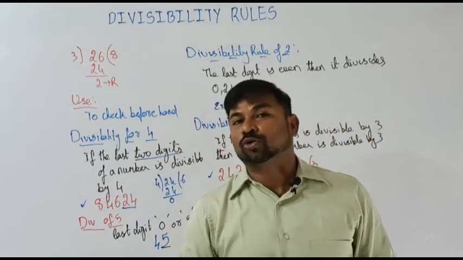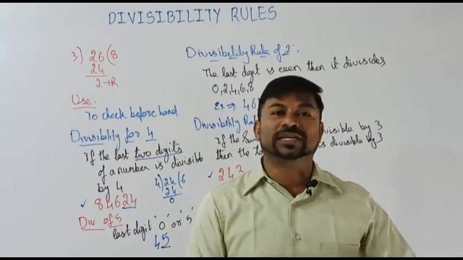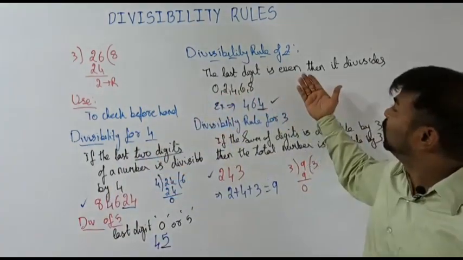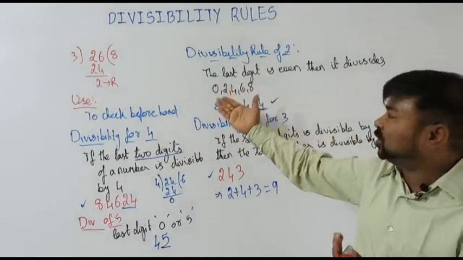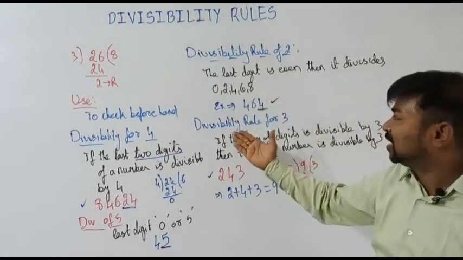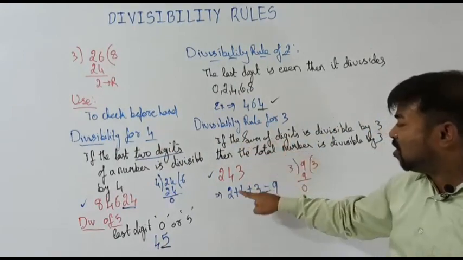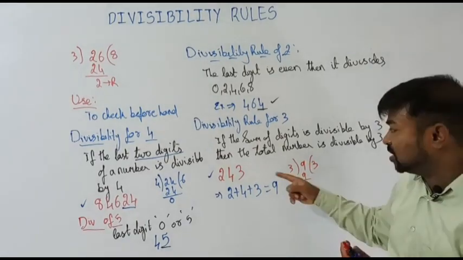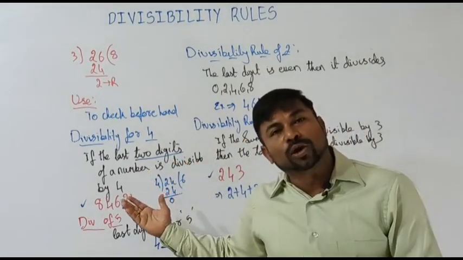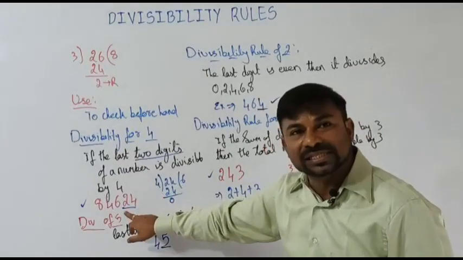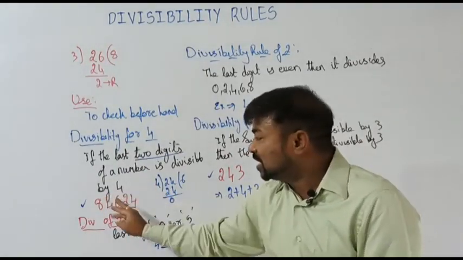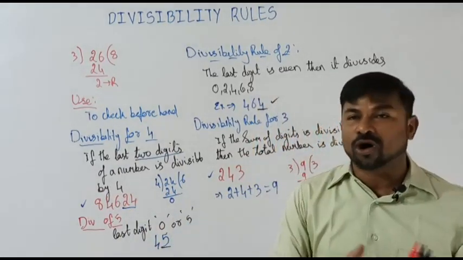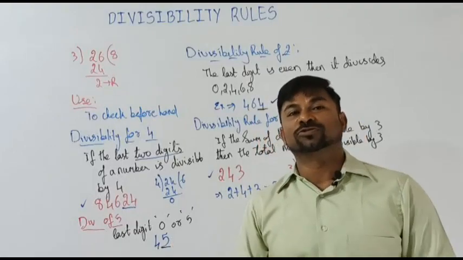Guys, these are the rules we are supposed to follow to check divisibility from 2 to 5. For 2, the last digit should be 0, 2, 4, 6 or 8. Divisibility rule of 3: if the sum of all the digits is divisible by 3, then we can say yes. Divisibility rule of 4: if the last 2 digits are divisible by 4, then the number is divisible. And the divisibility rule of 5: if the last digit is either 0 or 5, then we can straight away say the number is divisible by 5.